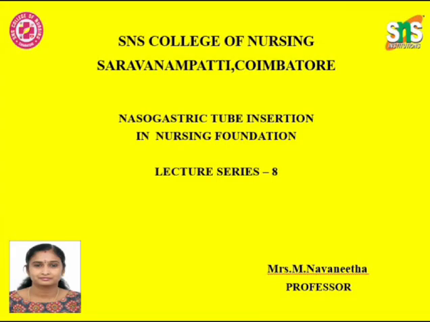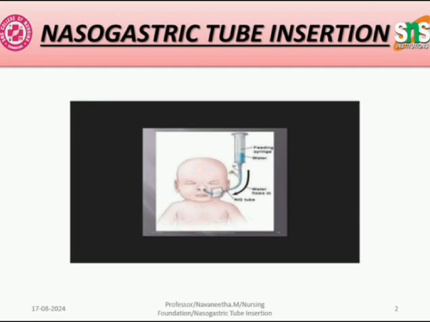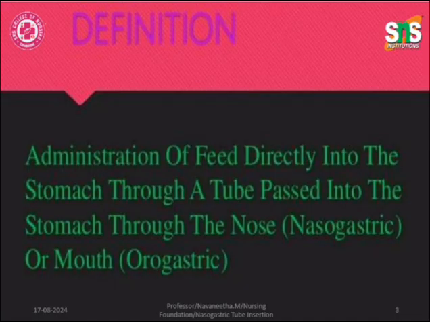Hi everyone, in this video we are going to discuss nasogastric tube insertion. The nasogastric tube insertion definition is administration of feed directly into the stomach through a tube passed into the stomach through the nose. That is a nasogastric. If it is passed through the mouth, that is called an orogastric.